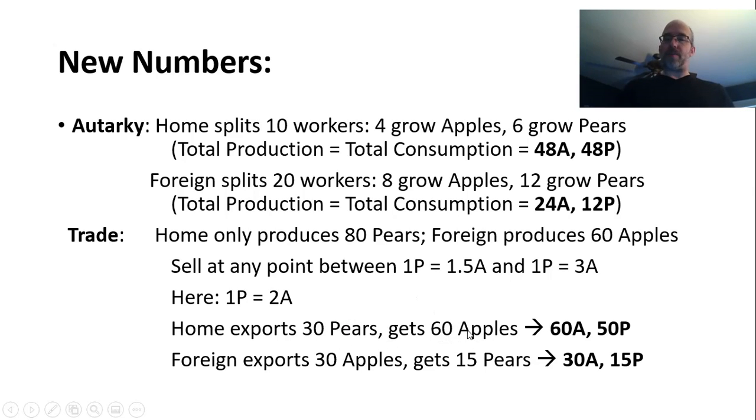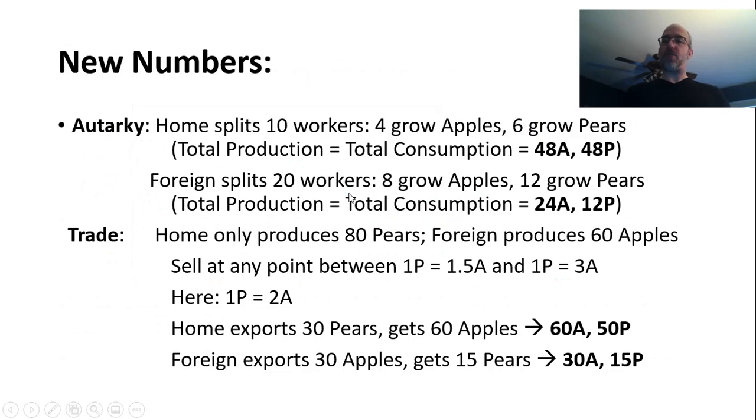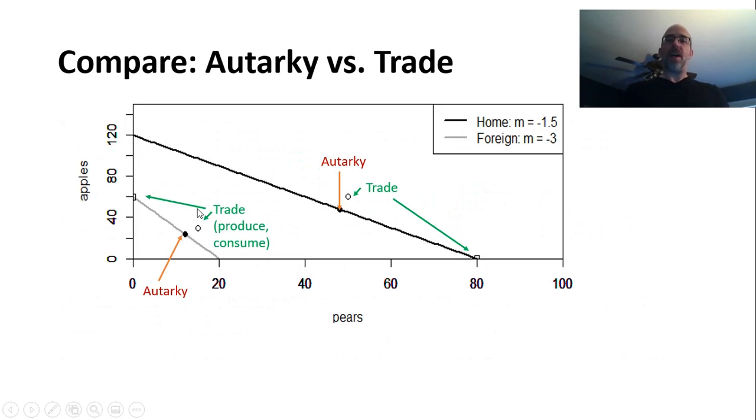But with the numbers, right, home produces 80 pears, keeps 50, and they sell the rest, and this is what they wind up with, 60 apples, 50 pears. This is bigger for both, right? They get more of each. Foreign is going to produce apples, it's going to export apples, and it's going to sell for pears at the price of 2, right? These are the 2-to-1 ratio. And here, it's better off as well, and that was the white dot as well. So consumption is higher than production, okay?